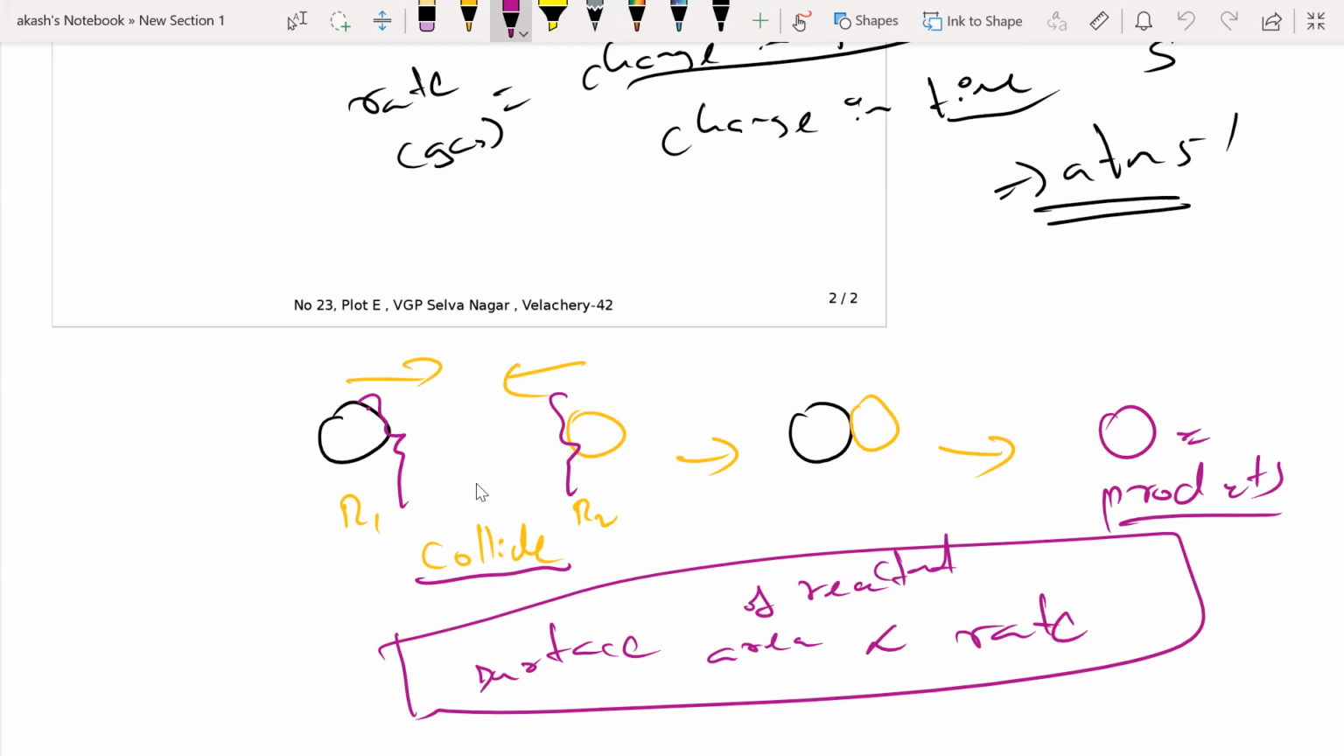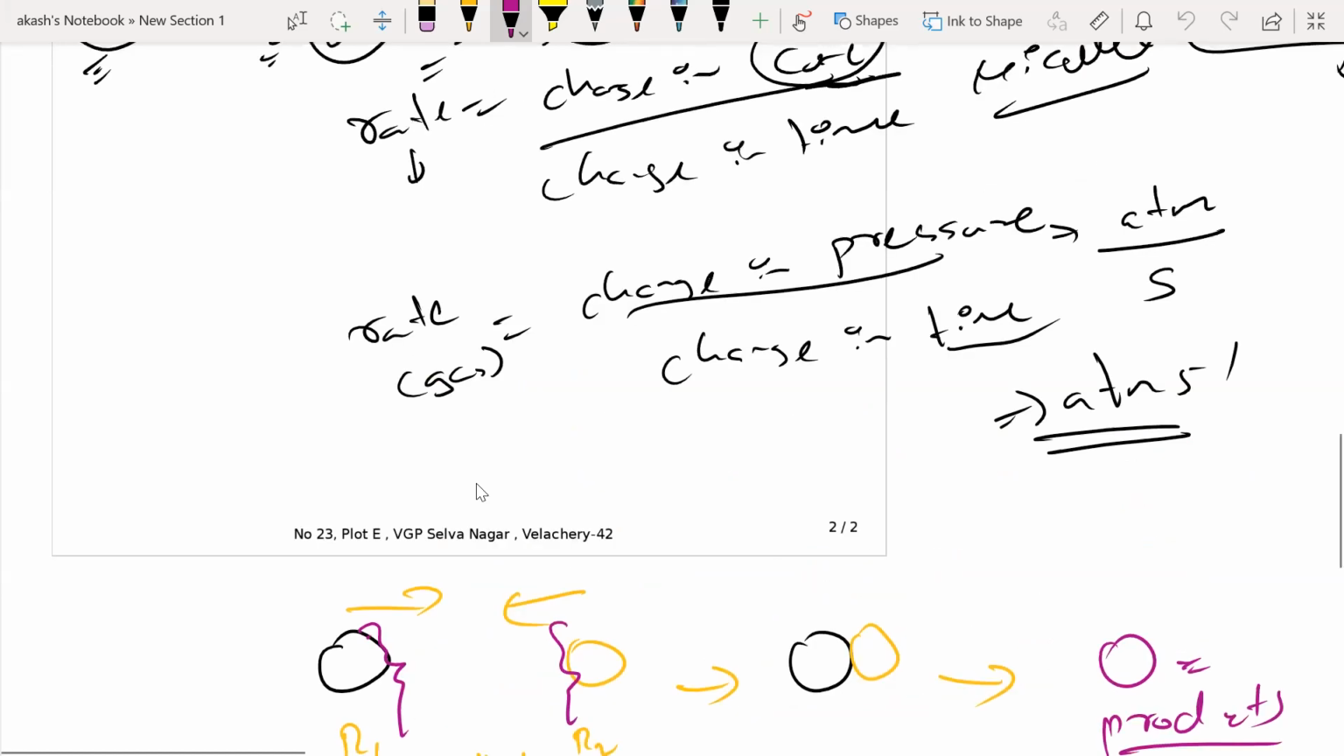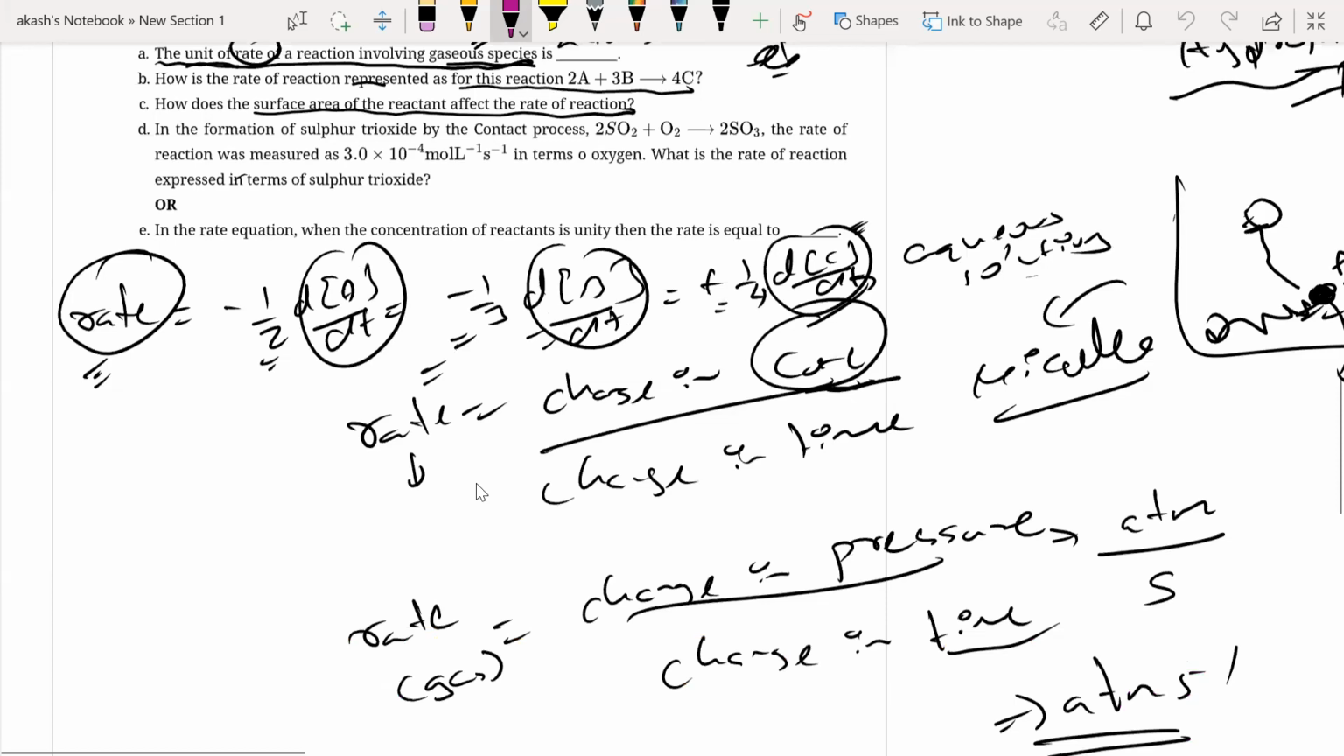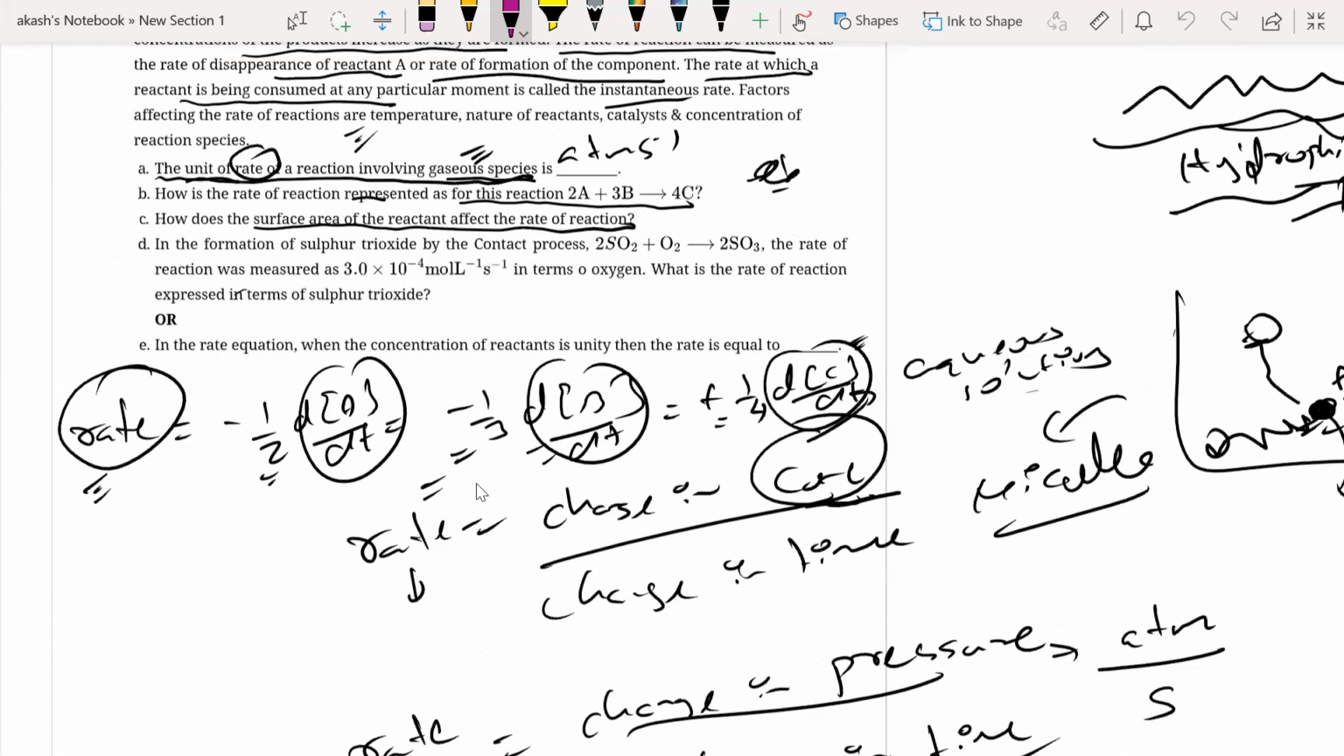Good, good. Next. The formation of sulfur trioxide in the contact process. Okay, this is the reaction. The rate of the reaction was measured. They have given you the rate of the reaction in terms of oxygen. That means what? Now, can you tell me exactly what is this value given to you? 3 into 10 to the power minus 4 mole per liter per second. How will you exactly define this value? Can you tell me?